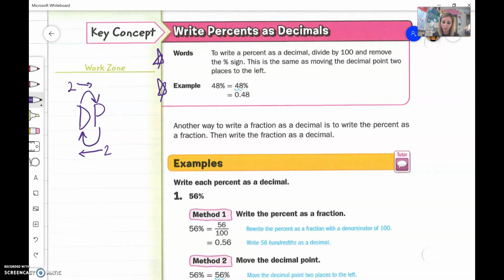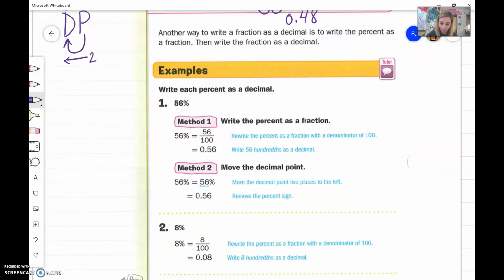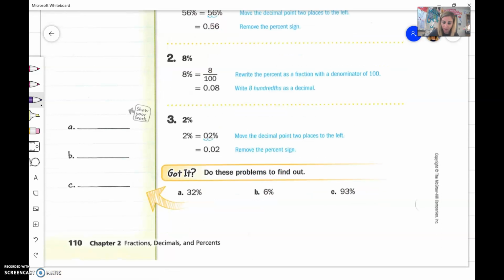Okay, DP, Dr. Pepper. So it says to write a percent as a decimal, divide by 100 and remove the percent sign. This is the same as moving 2 points to the left. So 48%, we know that that is at the end, and since we're going from a percent to a decimal, from a P to the D, means we're going to move it 2 places to the left, and I'm going to get 0.48, 0 and 48 hundredths. Okay, so let's jump down here and let's take a look at a couple of these practices.